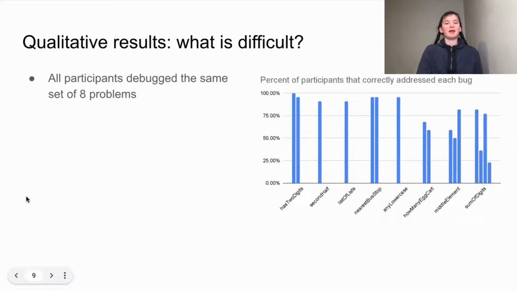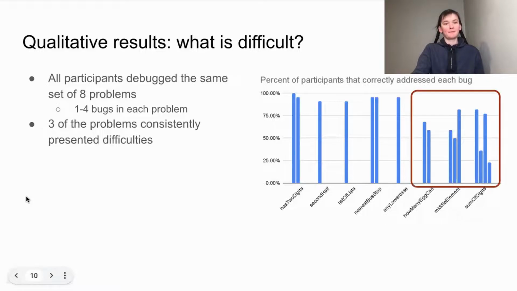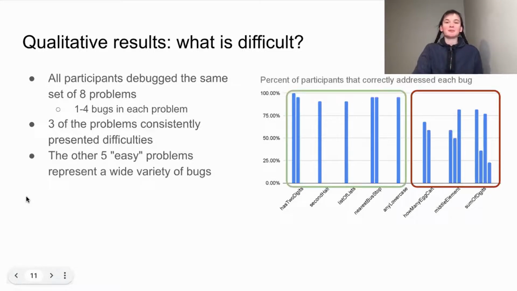In order to answer that, we had all participants debug the same set of 8 problems. Each problem had 1 to 4 bugs in the student solution. We found that 3 of the problems consistently presented difficulties to TAs, and that the TAs were much less consistent in being able to address the bugs in those problems. But the other 5 problems didn't seem to present very many difficulties at all.